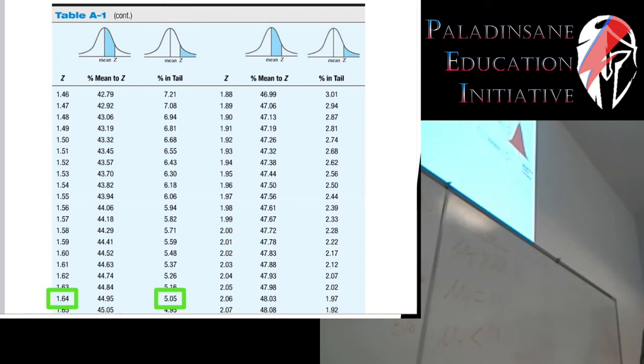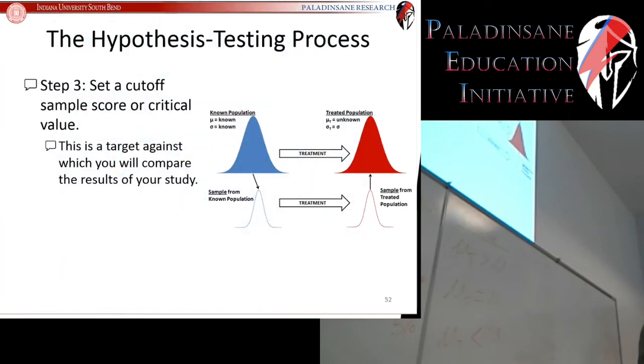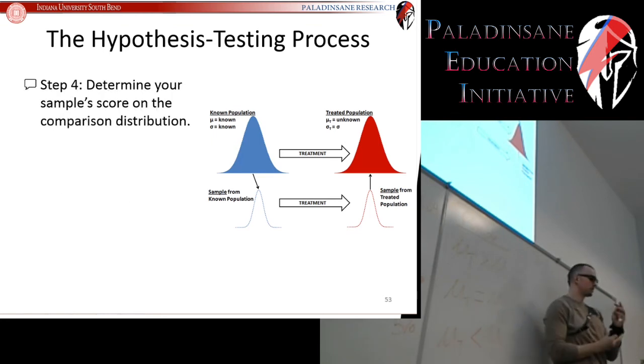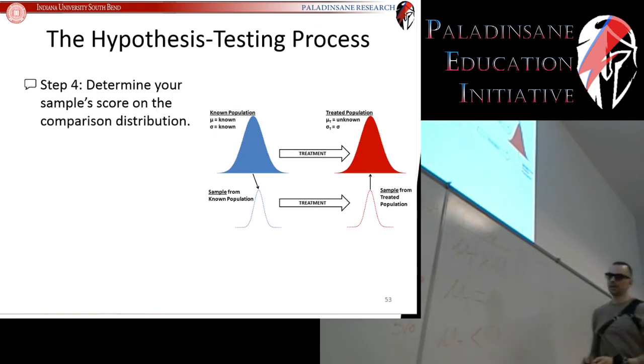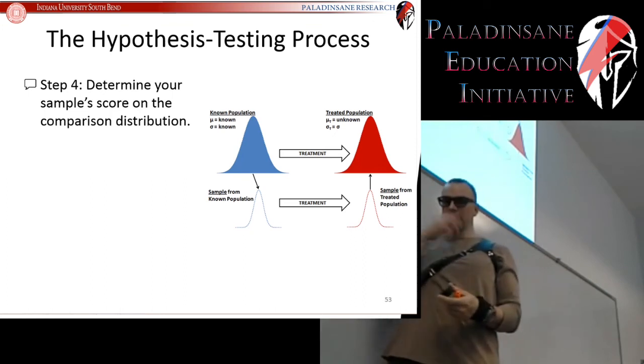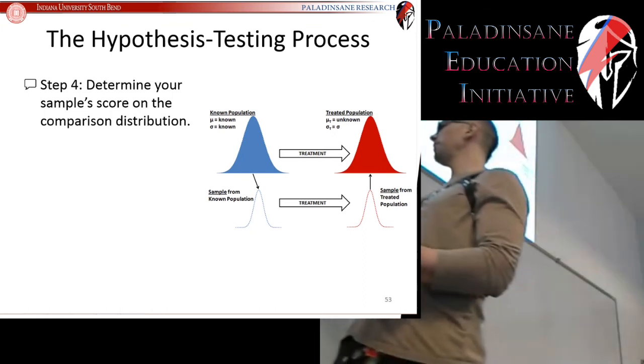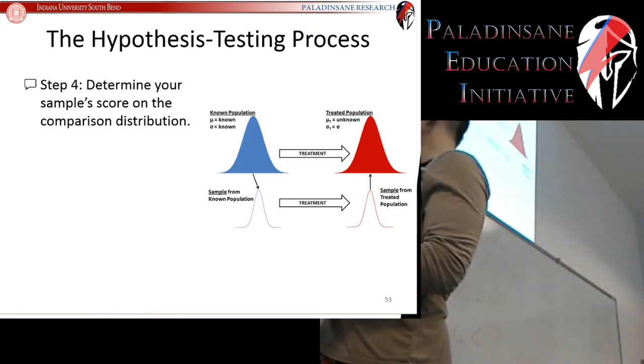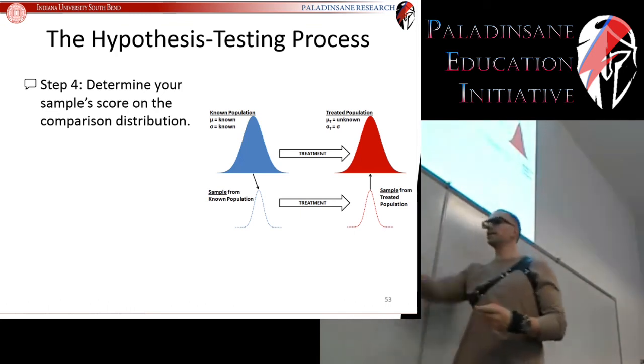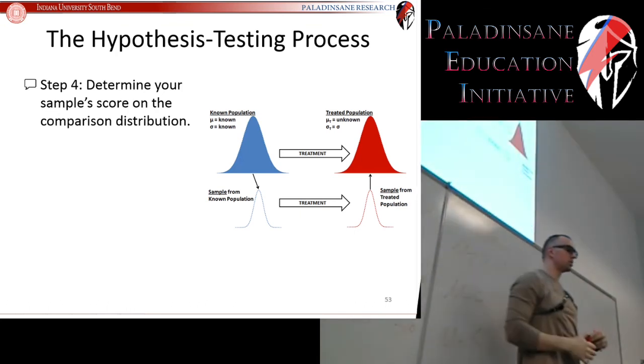All right, so we have step 3, the target against which we're going to compare the results of our study. That's our line in the sand, 1.64. Step 4 doesn't change from one-tailed or two-tailed. So we've seen how to do this before. We need to figure out our sample mean of 43.5, right? So our sample mean of 43.5 is right about there. But where is it on our unit normal distribution table?